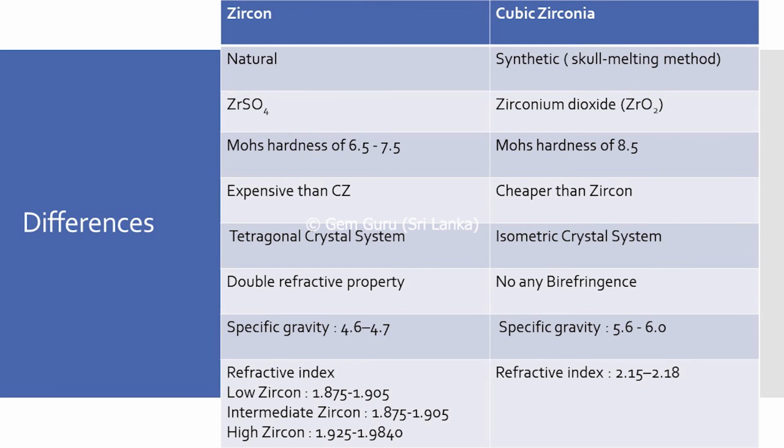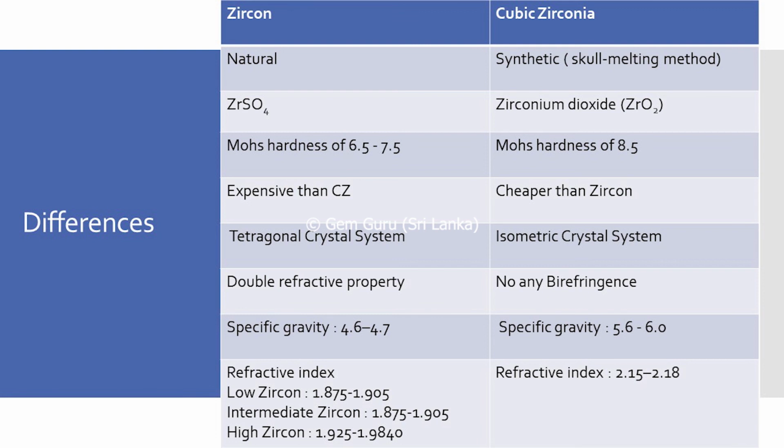So what is the difference between low zircon, high zircon, and intermediate zircon? Zircons that are geologically young and unaffected by radioactivity are called high zircons. And zircon whose crystal lattice has been broken down due to radioactive phenomena is called low zircon or metamict. The stones in between low and high are called intermediate zircon.